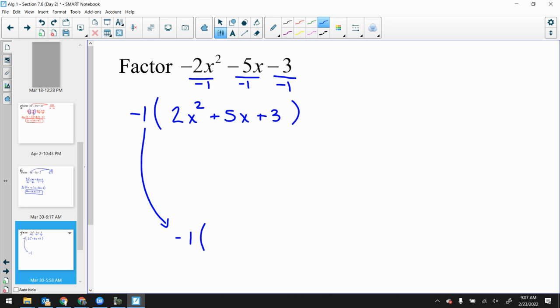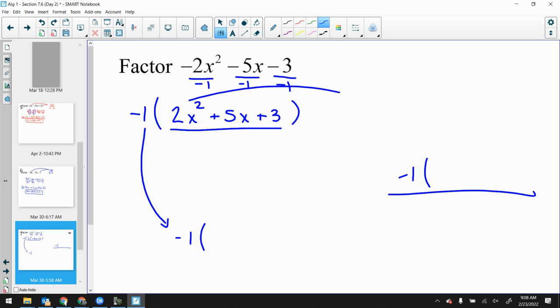If this is a quiz or test, I'm going to my answer blank and I'm saying negative 1 times. Okay? It cannot just go away. And that's the common mistake. That negative 1 just kind of poof, vanishes into thin air. Don't do that. Negative 1 times, now this factors like we had been doing yesterday and today.